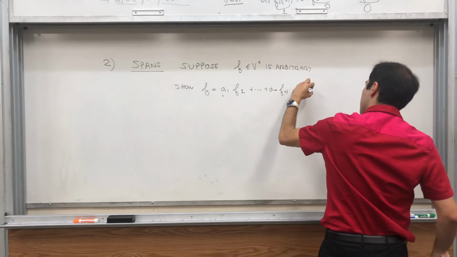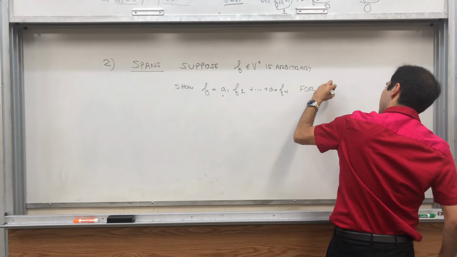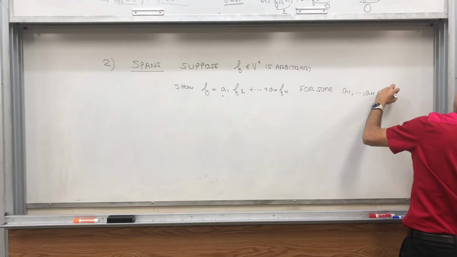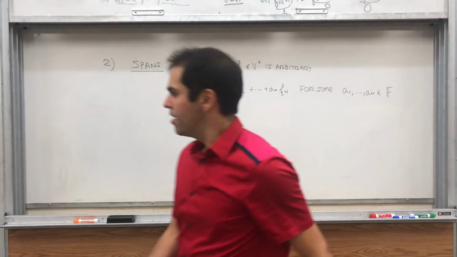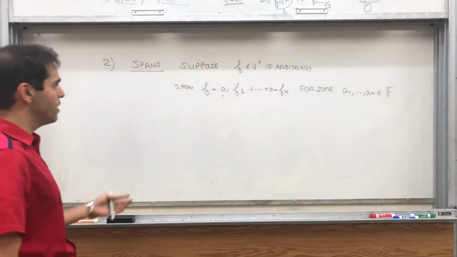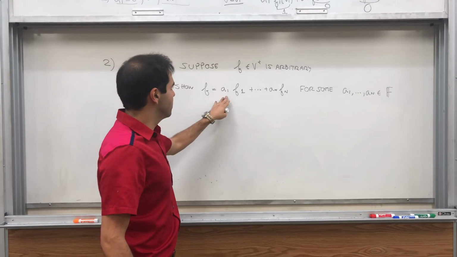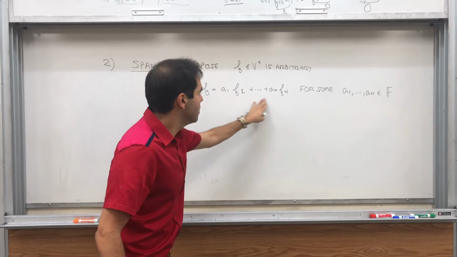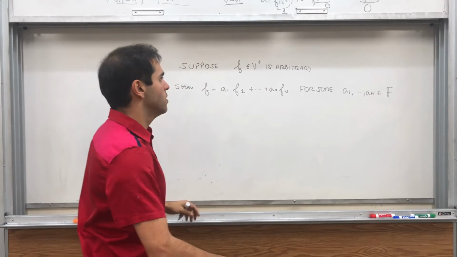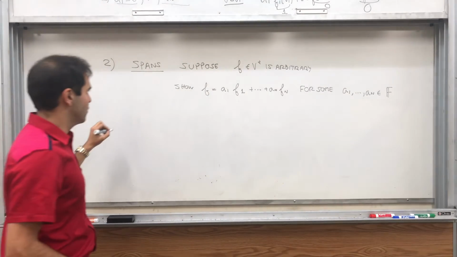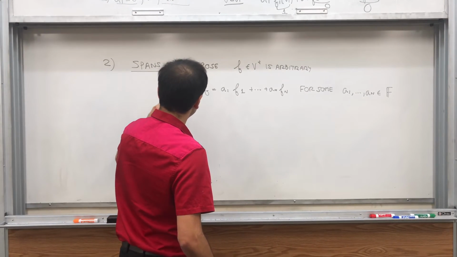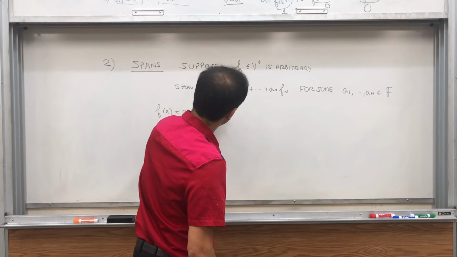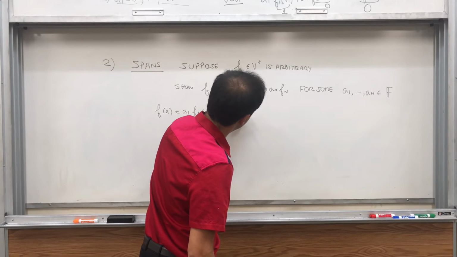F is a linear combination of f1 up to fn for some a1 up to an in the field. What does that mean? It really means we have to find a1 up to an such that for every vector, f of x equals a1 f1 of x plus plus an fn of x.